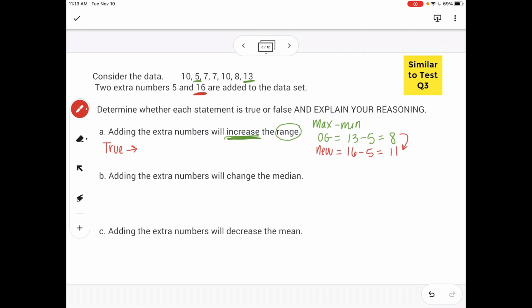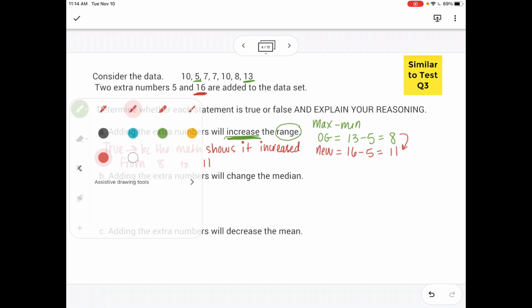And I'm just going to say, because the math shows it increased from 8 to 11. All right, so as simple as that. Our math made that determination for us. All right, so let's go to the second one.